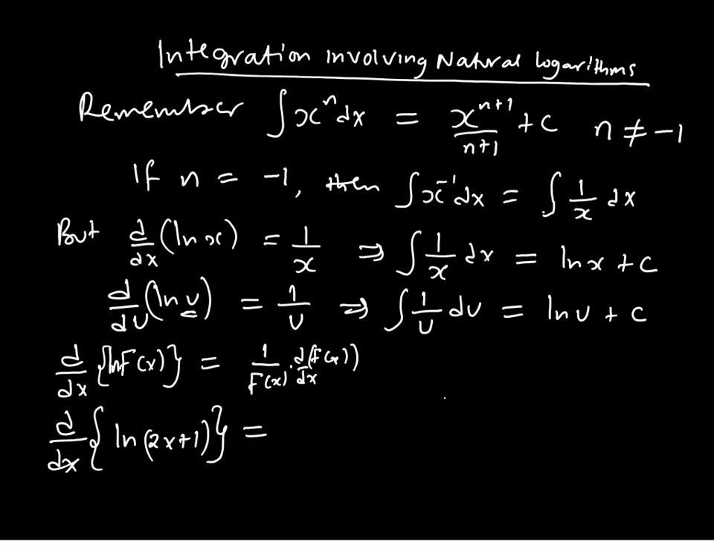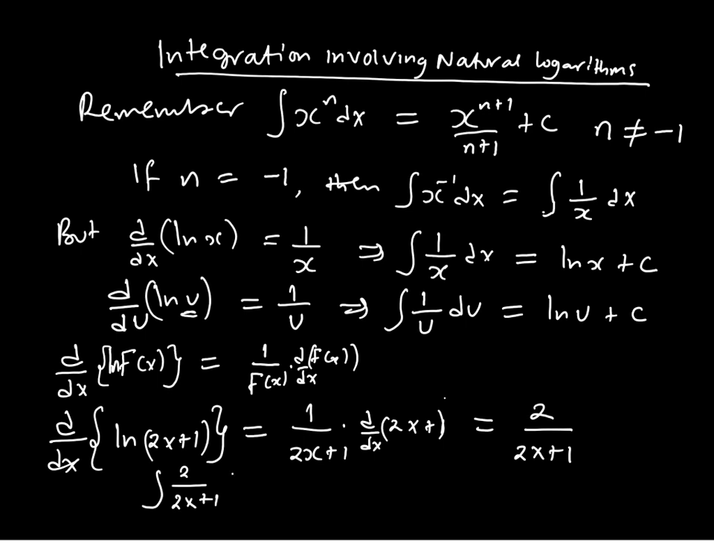So I write 1 over 2x plus 1. Then I go ahead and differentiate d by dx of 2x plus 1. So in the end, I have 2 over 2x plus 1. And the integration now is going to be very simple. We perform the reverse process. If we integrate 2 over 2x plus 1 dx, then we end up with the natural logarithm of 2x plus 1, plus a constant of integration.